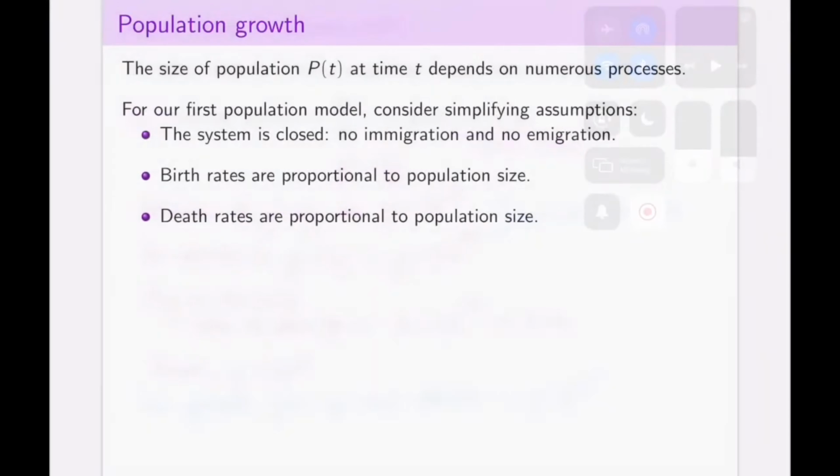Let's look at our first application here, and that is the model for population growth. Generally, the size of a population depends on numerous processes. For our first model, we're going to make a bunch of simplifying assumptions so we can carry out our very first calculations. First of all, we're going to assume what we call the system being closed, and that means that there's no immigration and no emigration. So whatever happens to the population happens to the population inside, very pandemic-like.